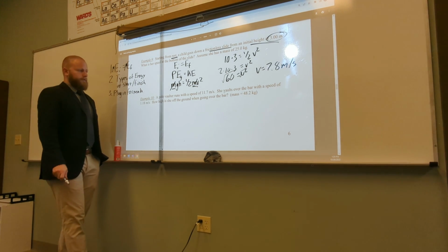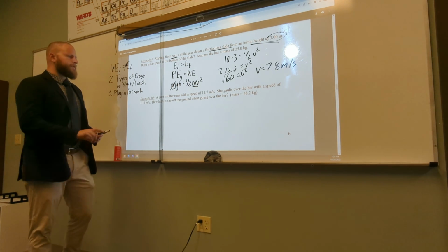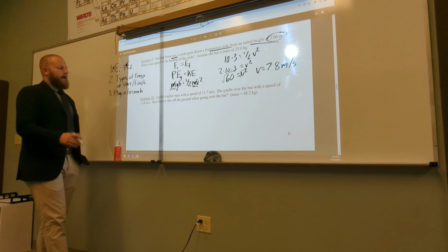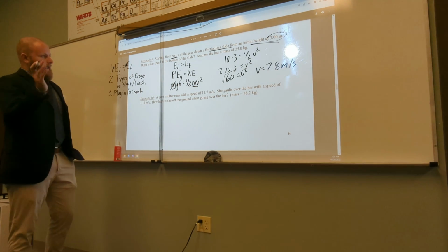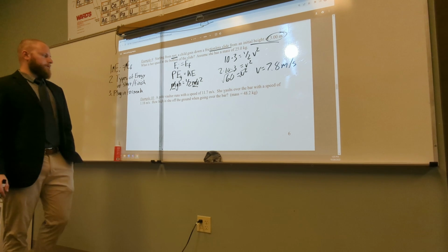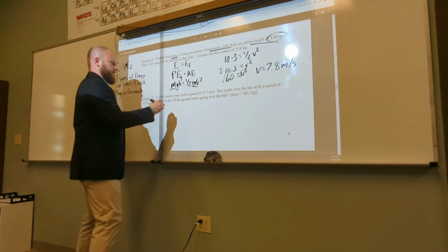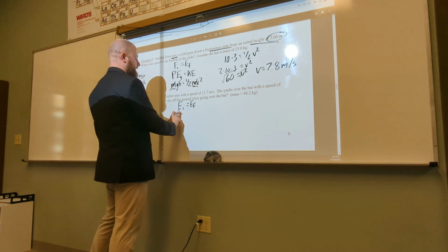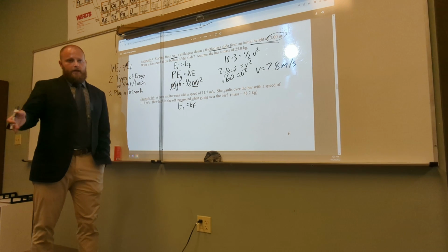Okay, let's look at the second example. A pole vaulter runs with a speed of 11.7 meters per second. She vaults over the bar with a speed of 1.18 meters per second. How high is she off the ground when she's going over the bar? They give us a mass. So, first step, EI equals EF. We are using conservation of energy. We know that the energy at the beginning is equal to the energy at the end, because energy can't change.